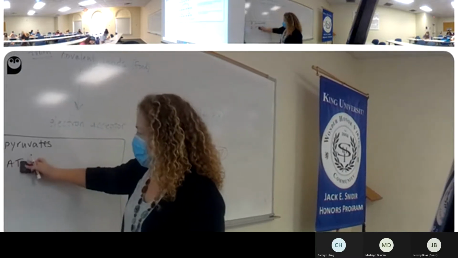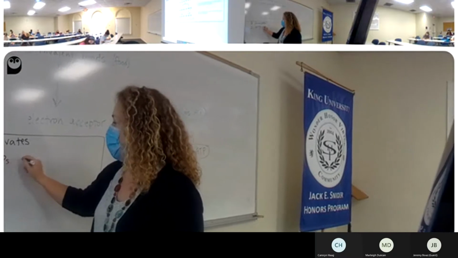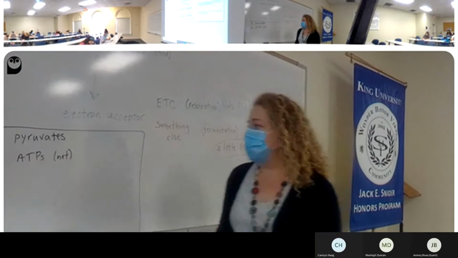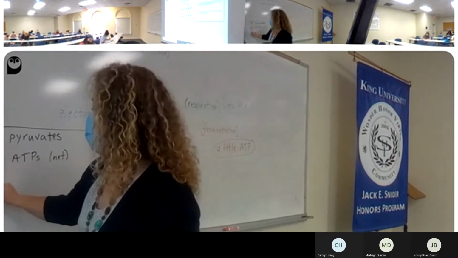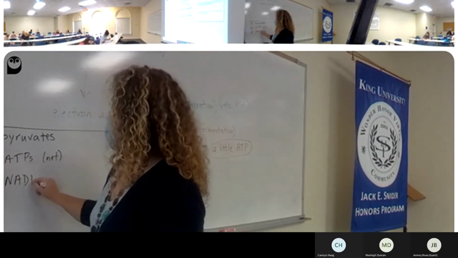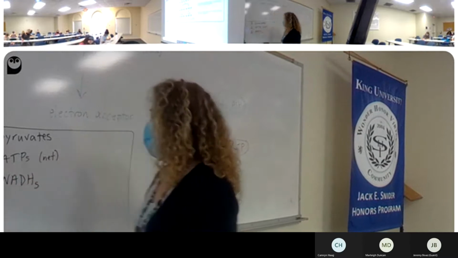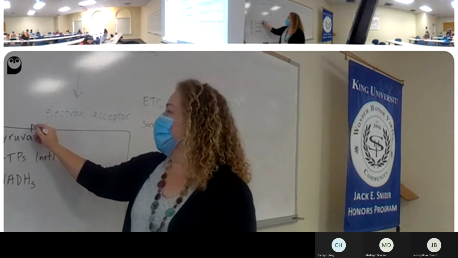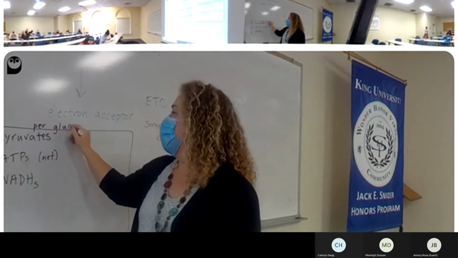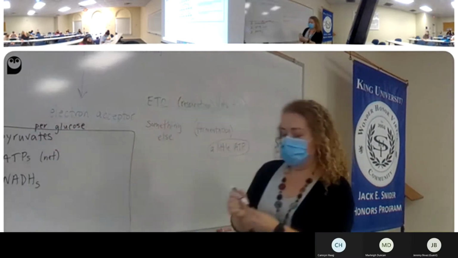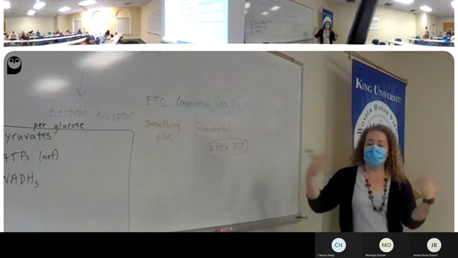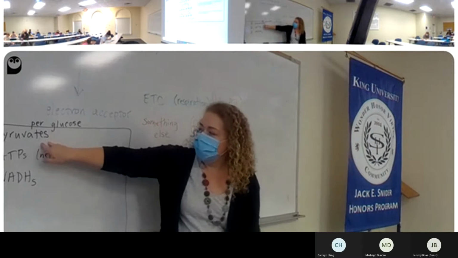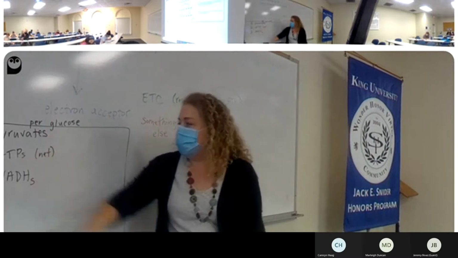ATP overall during glycolysis. You make 2 NADHs. And this is per glucose. So if you start out with 1 glucose molecule, glycolysis produces in the end 2 pyruvates, 2 ATPs, and 2 NADHs.